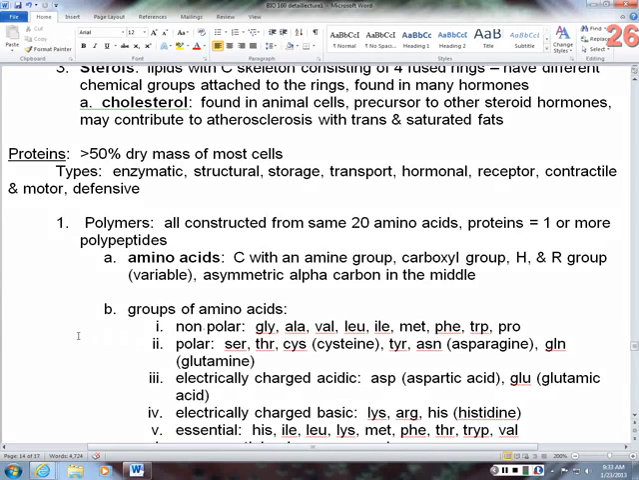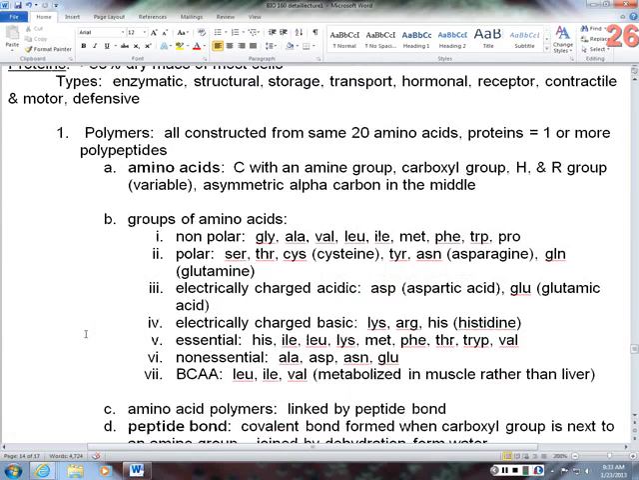So our groups of amino acids, we can divide them up different ways. Some of these are going to fit into more than one of the groups. And I just listed them on here so that you've got them in a convenient location. So the ones that are non-polar, what that means is they're going to interact more, they're going to be dissolved in fatty substances more. You've got glycine, alanine, valine, leucine, isoleucine, methionine, phenylalanine, tryptophan, and proline.